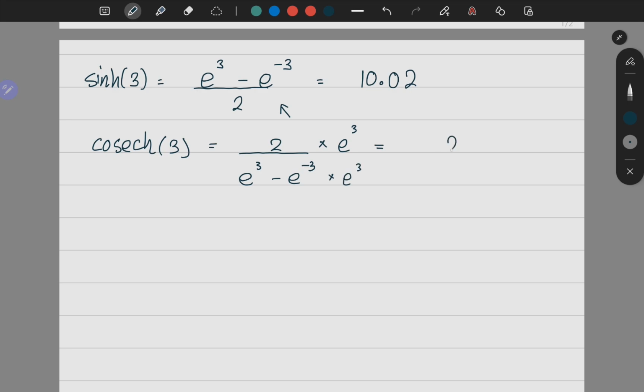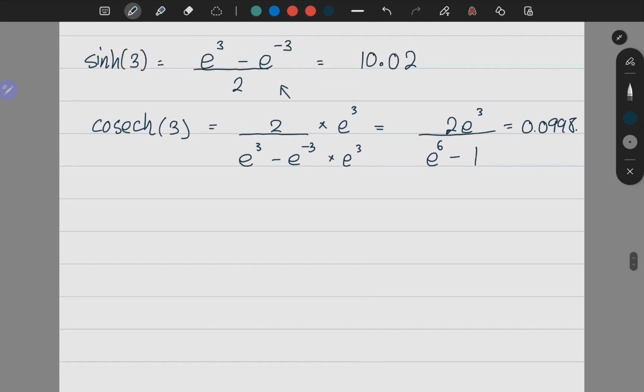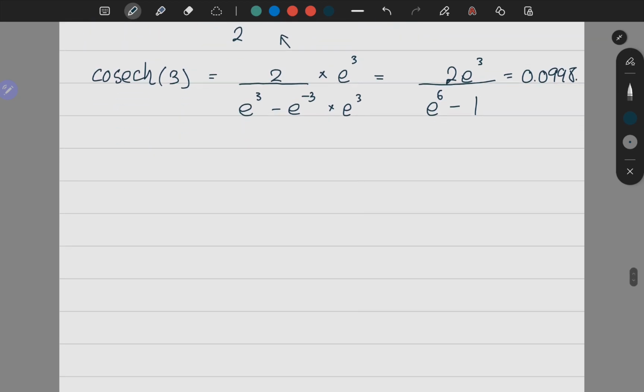Right? So this will give us 2 e to the power 3 over e to the power 6 minus 1. Now, you can do that if you want, but let's try to simplify this. Let's see what we get. Let me get 1 is 3. Okay, so here we get 0.0998. Right, that's the value of cosec 3, cosec of 3.